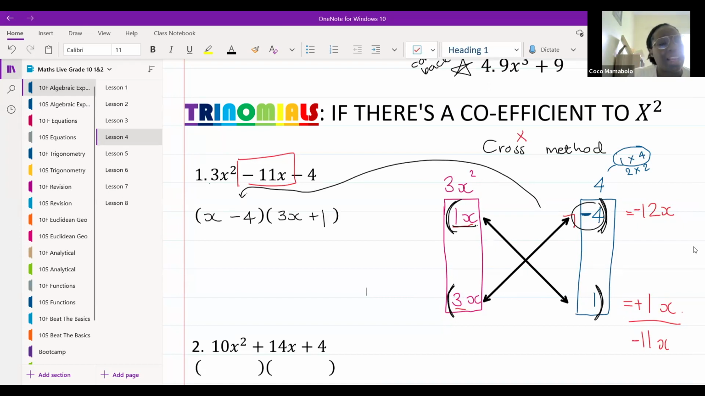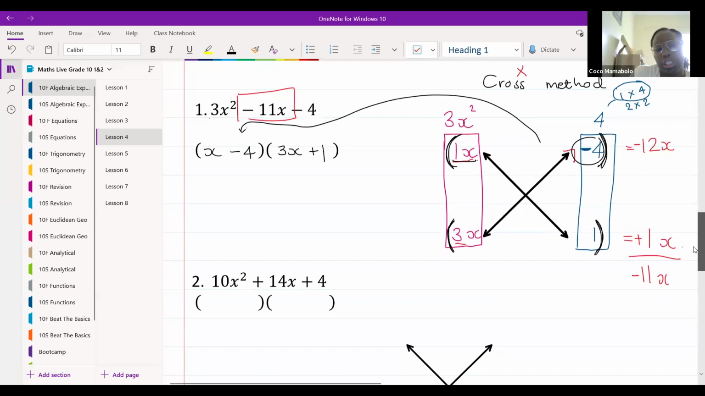Amanda, if you swap the brackets around, nothing happens. It's exactly the same thing. Don't stress. You can write 3x plus 1 and x minus 4. It won't make a difference. But at the end of this lesson, I'm going to teach you guys a little trick that you can do on your calculator.